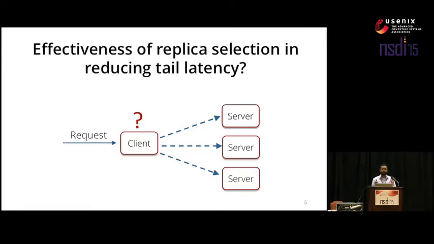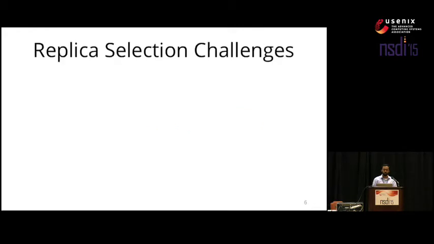How effective is replica selection when it comes to reducing tail latency in the context of replicated and partitioned data stores? That is, if clients need to select one out of multiple servers to service a request, to what extent can this degree of freedom allow clients to cope with server-side performance fluctuations? And this question is going to be the focus of my talk for today.